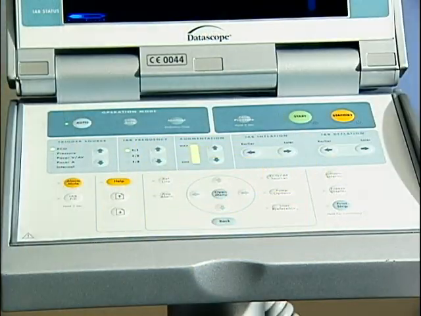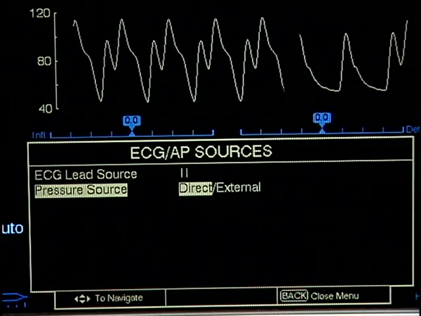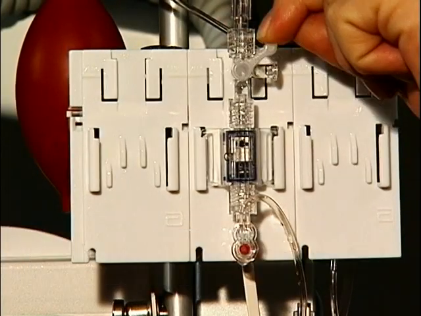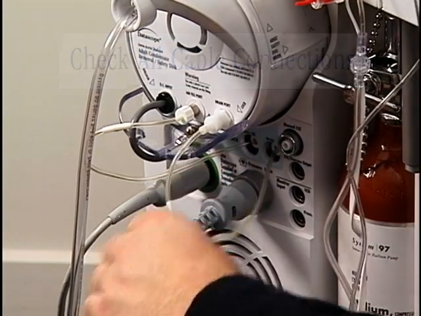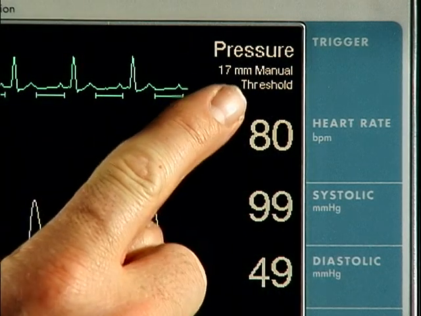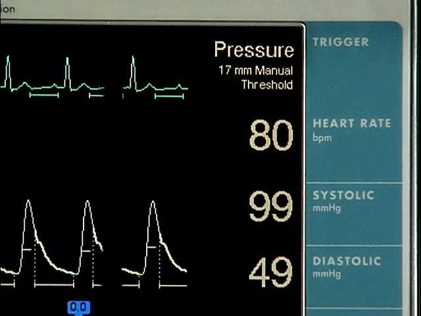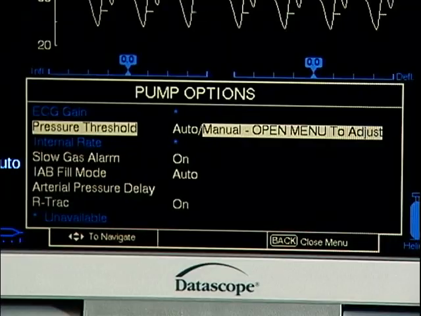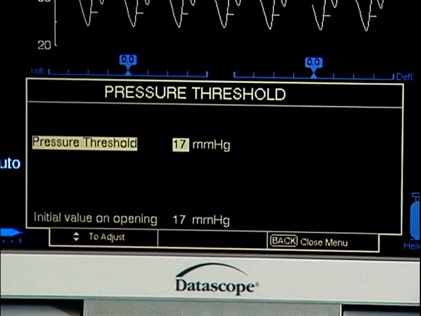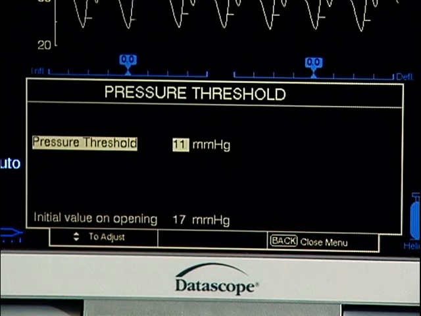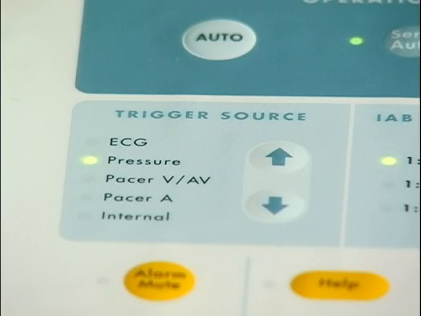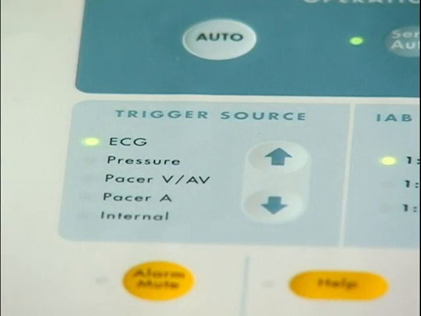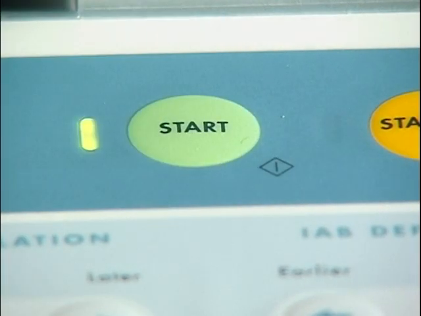Use the ECG AP Sources menu here to select the pressure source. Next, verify that the transducer was not left vented and check all transducer cable connections. If pressure trigger is still required and manual threshold is selected, reduce the pressure trigger threshold by using the Pressure Threshold submenu from the Pump Options menu as demonstrated here. It may be appropriate to select a different trigger source entirely by using the Trigger Source arrow keys here. Then simply resume pumping by pressing the Start key.